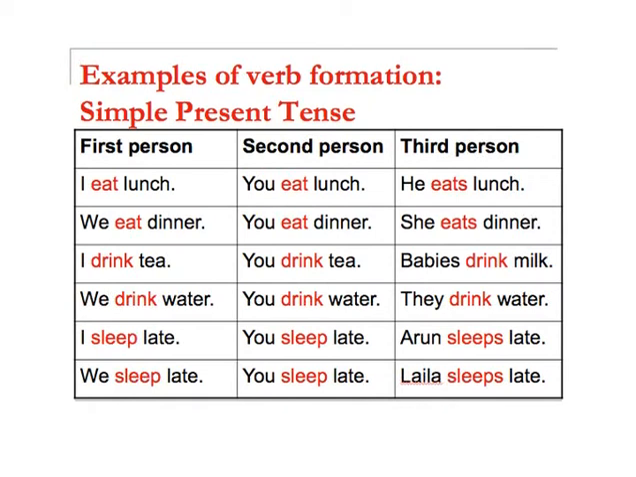This is how you start forming simple sentences first and then move on to complex ones. I sleep late, you sleep late, Arun sleeps late. Arun aa gaya, third person aa gaya, and it's a name or it's a he or a she, then you use S with the verb. Next one, we sleep late, you sleep late, Leila sleeps late. Understood why sleeps for Leila? Because Leila is the name of a girl you're talking about, a third person.